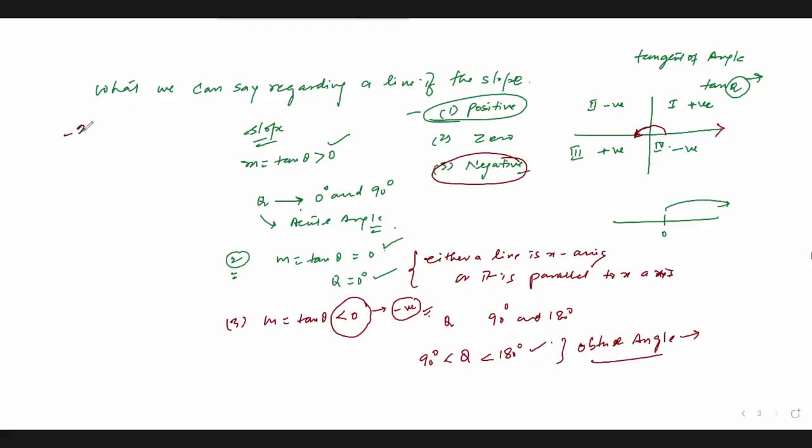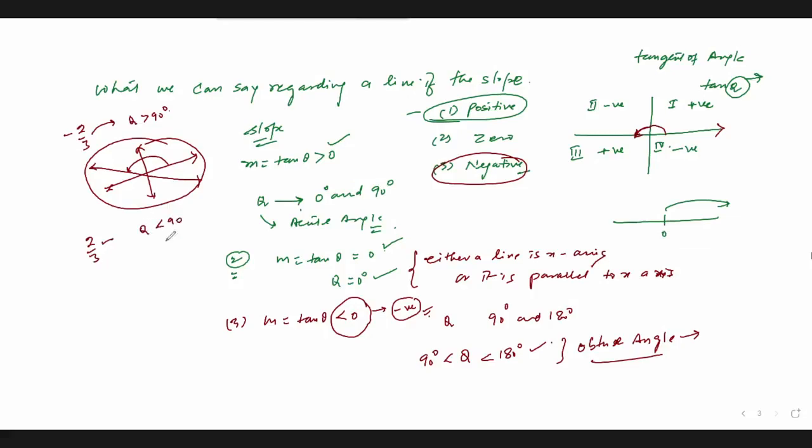Suppose I say my slope is minus 2 by 3, so my judgment is that theta is greater than 90 degree. That means my line will be like this. It's a rough idea. These are coordinate axes and my line will be making an angle more than 90 degree. Suppose they give 2 by 3, that means it is positive, that means theta is less than 90. That means my line should be making an angle less than 90 only. It cannot be greater than 90. It's a rough idea of a straight line.